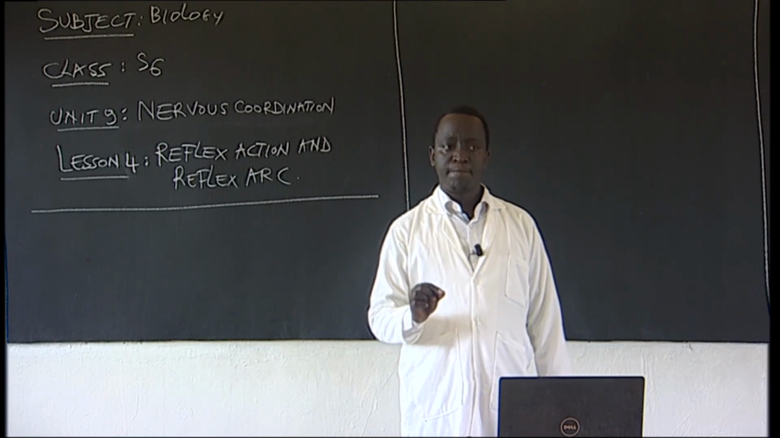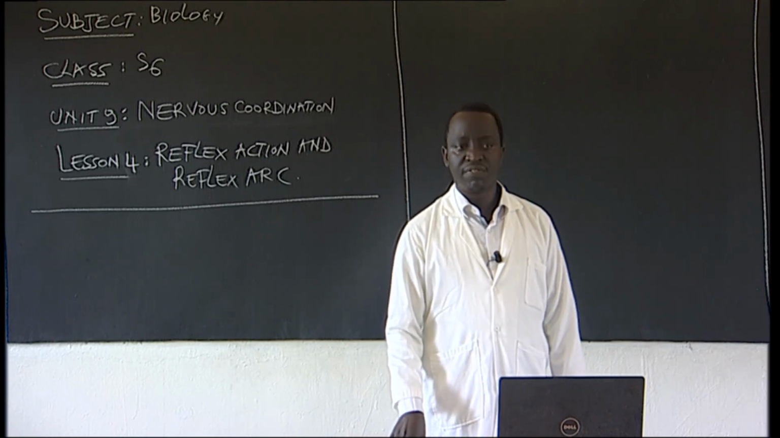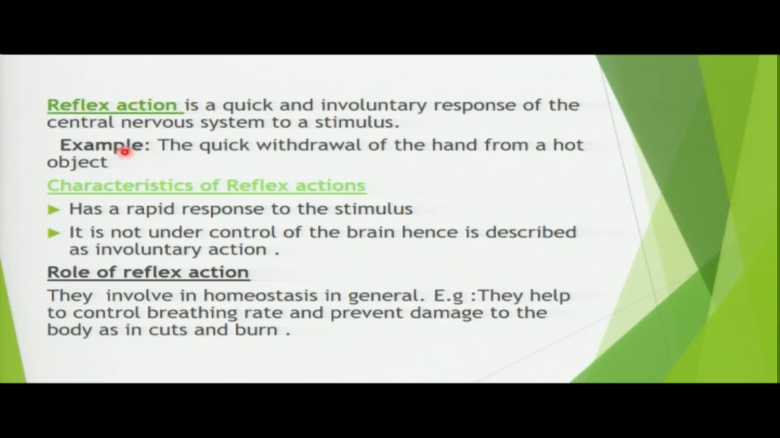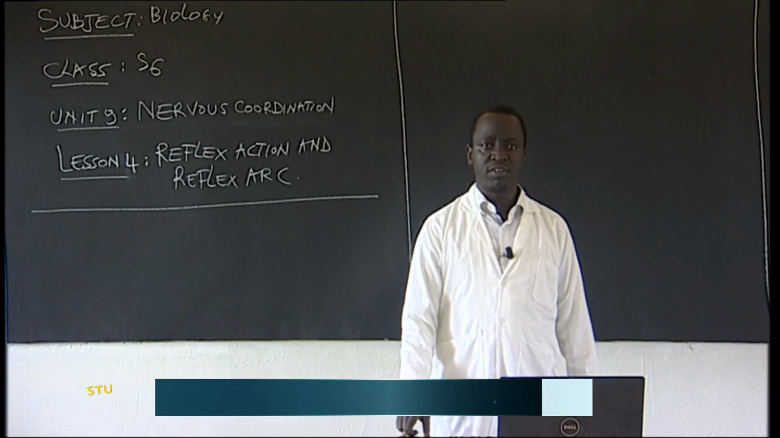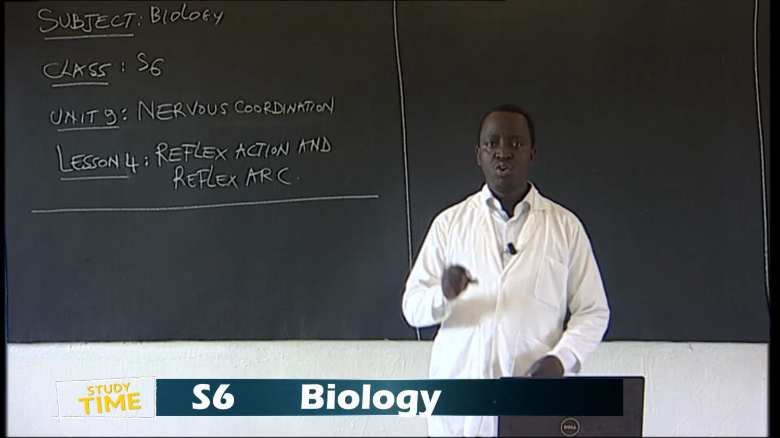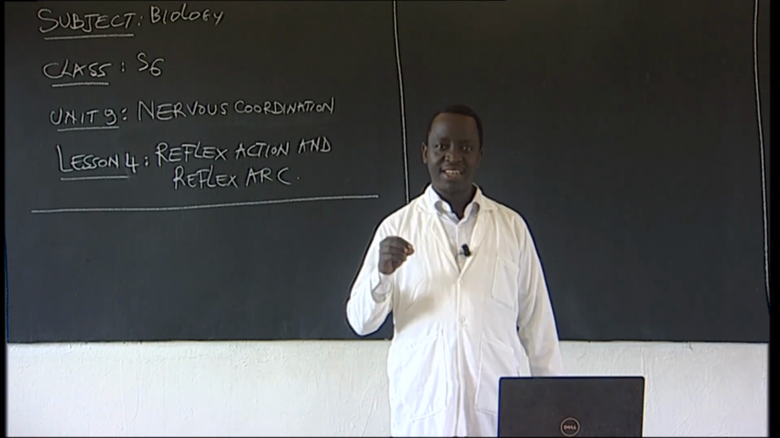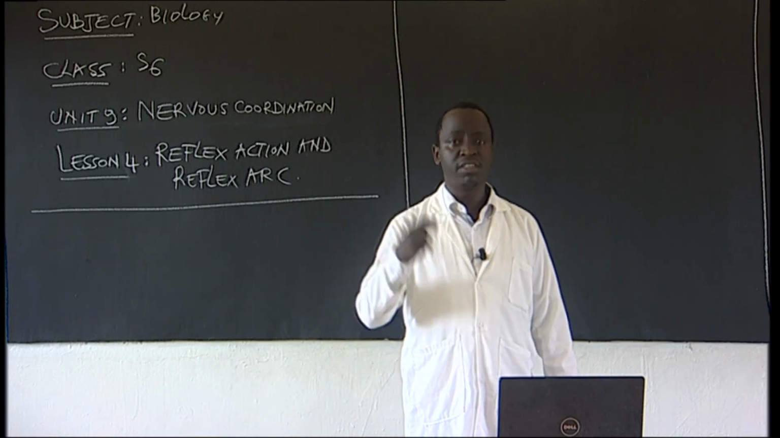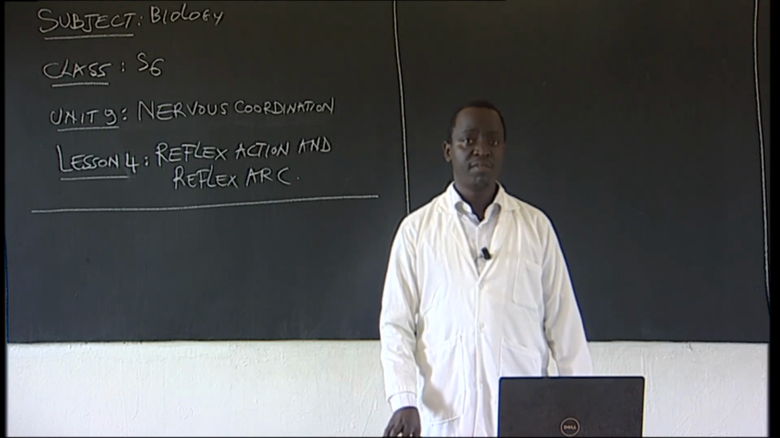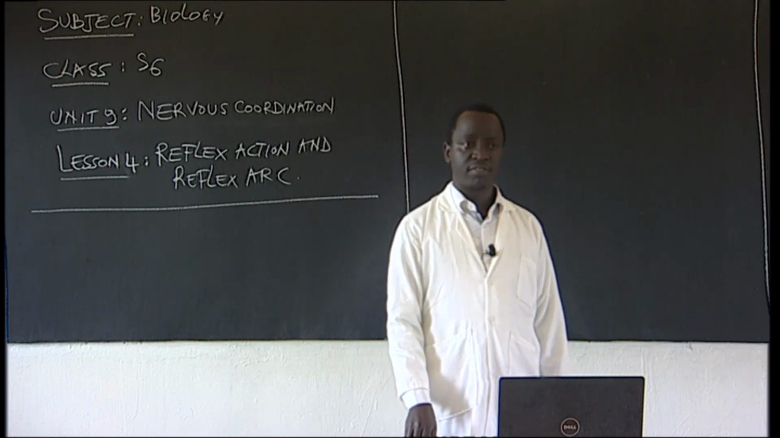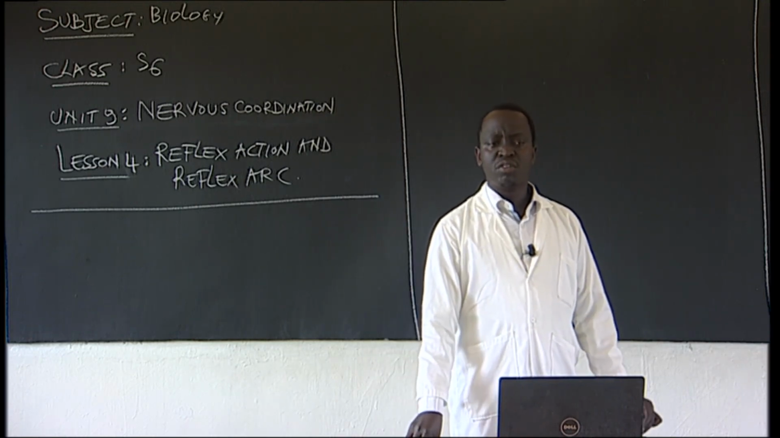So what are the characteristics of this reflex action? It has a rapid response to the stimulus. There is a very rapid response because someone is in danger and needs to be protected. If you touch electricity, you know what is going to happen? You move quickly, which means that information has been transmitted to the central nervous system, which gives you a quick response to remove your hand. And it is not under the control of the brain.